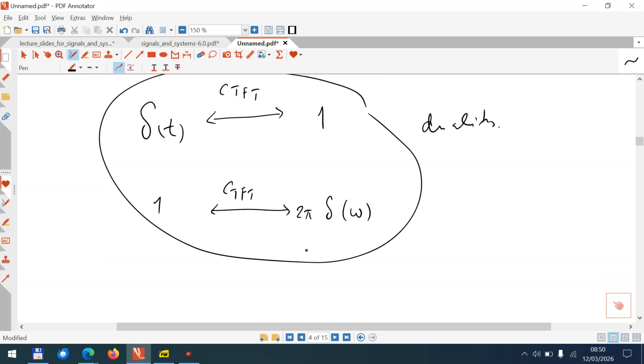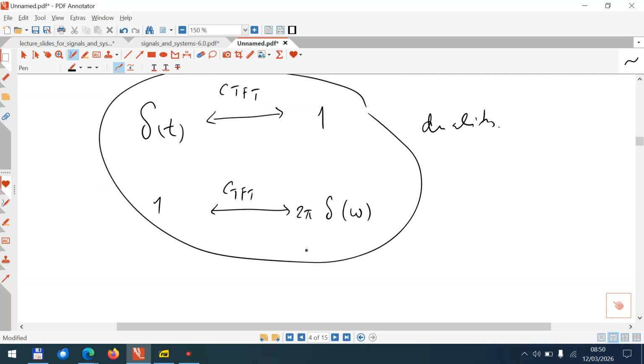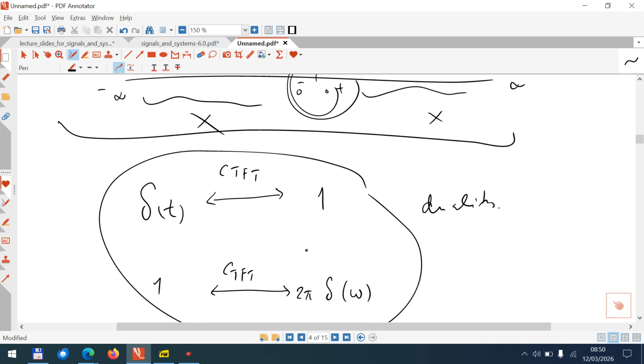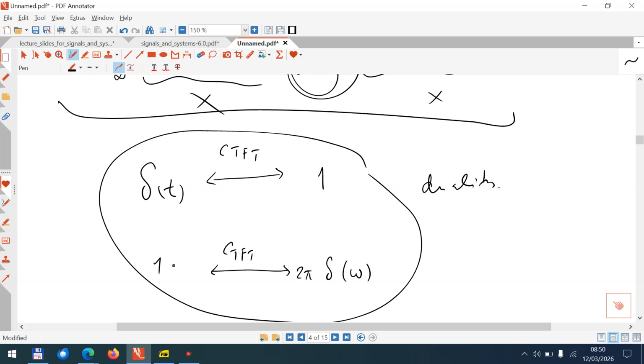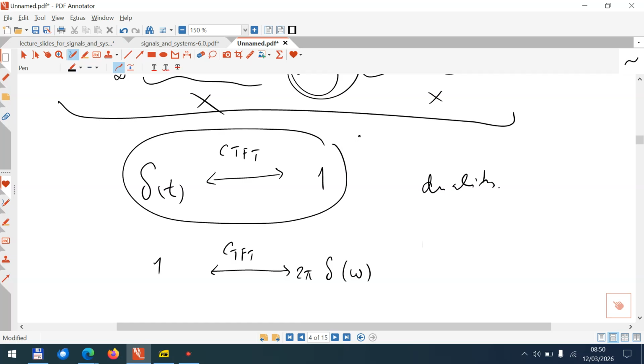Can you see something here? I want you to appreciate something. We discovered this. Let me remove this. We computed this directly. We didn't do any trick. This was direct computation, but this was indirect.